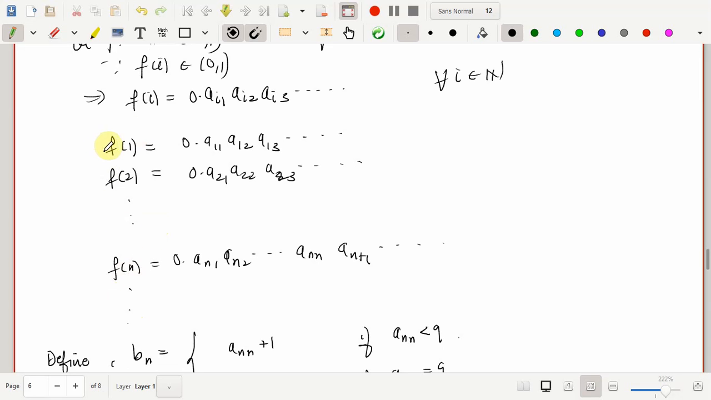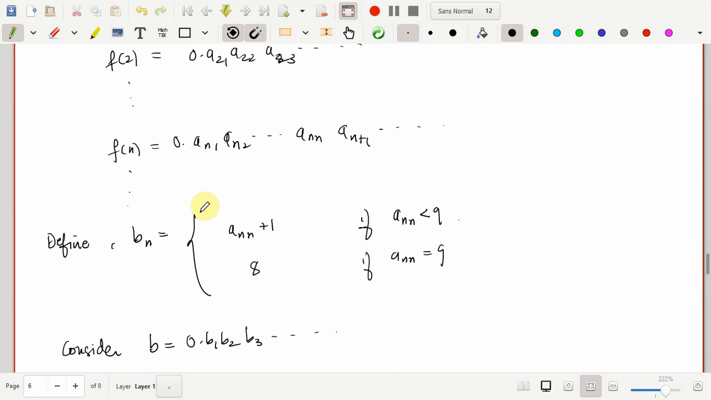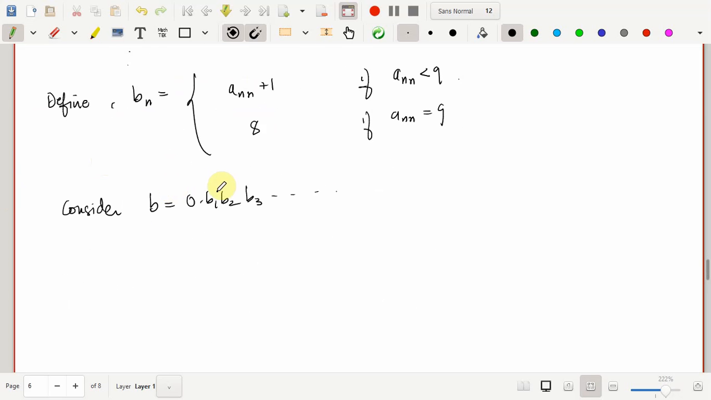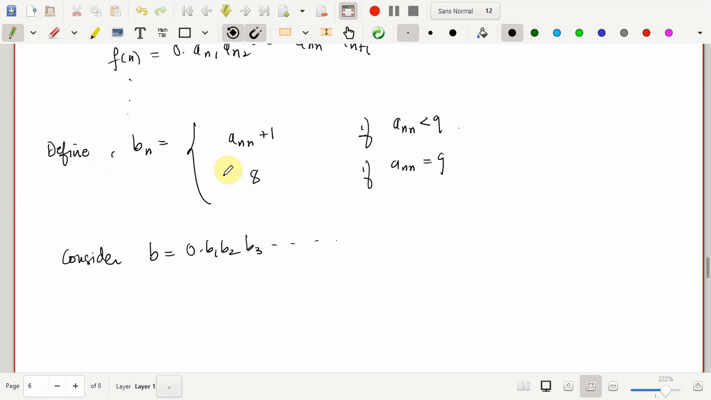It cannot be f of 1 because the first place over here is a11 and not a11 plus 1. Second thing, it cannot be f of 2 also. Just look at this, b2 is a22 plus 1. So here you don't have a11, here also you don't have a22, you don't have a22 plus 1 as required, and so therefore it cannot be f of 2, and like this it cannot be any of these f of i, and therefore we don't have any pre-image for this b.